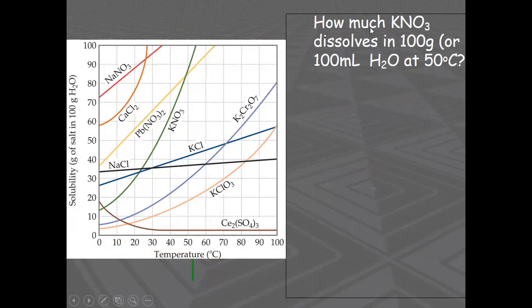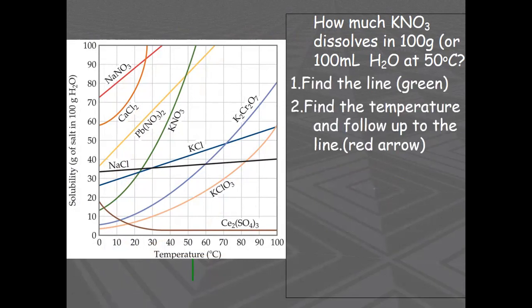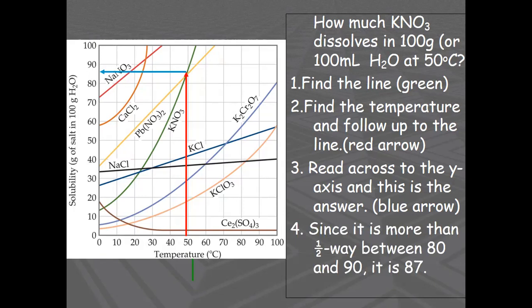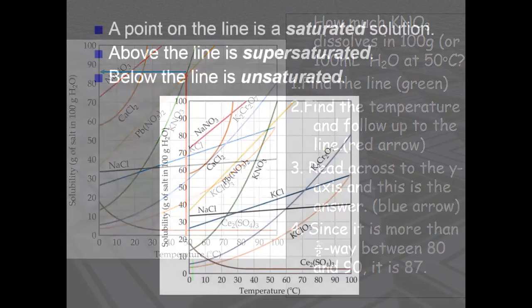Okay, for 50 degrees, this is here. Find the line, the green one. Find the temperature and follow up to the line. Red arrow. Read across to the y-axis, and this is the answer, blue arrow. Since it is more than halfway between 80 and 90, it is 87.